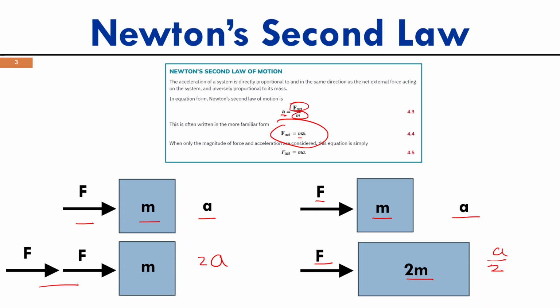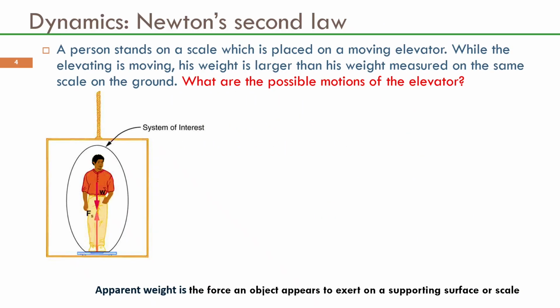Alright, now let's look at a harder but interesting question. This question says, a person stands on a scale which is placed on a moving elevator. While the elevator is moving, his weight is larger than his weight measured on the same scale on the ground. What are the possible motions of the elevator? This is a very interesting and classical example.